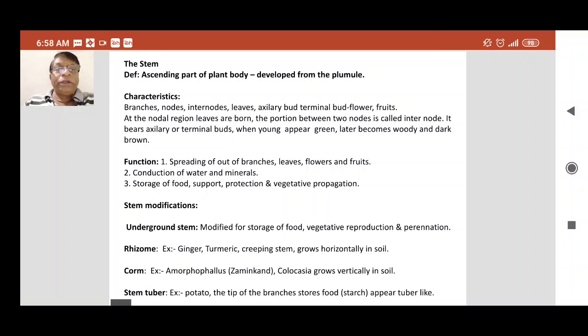Dear students, in the previous video class, we have studied the root, functions of root, modification of roots, etc. In this class, let us study about the stem and its modifications.